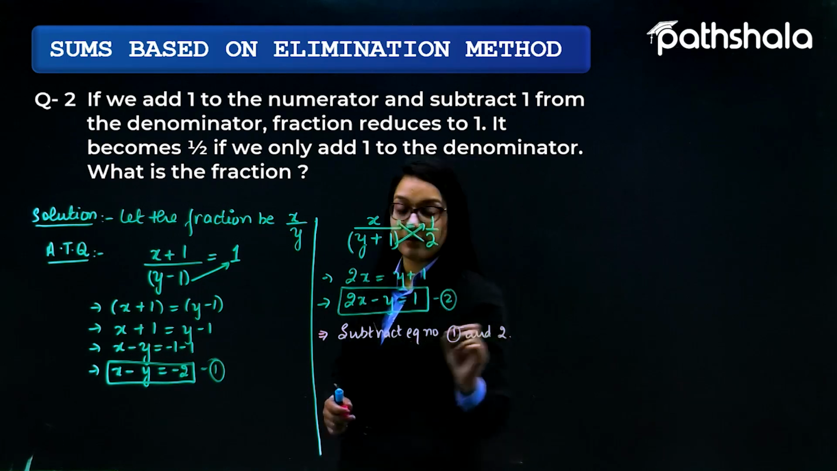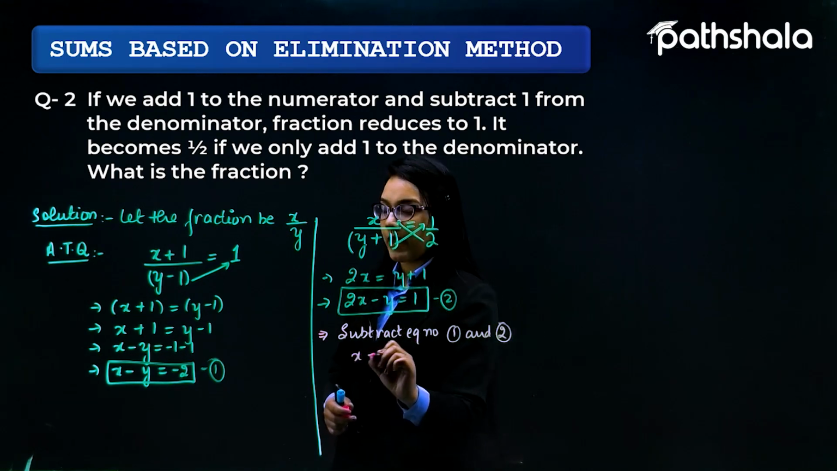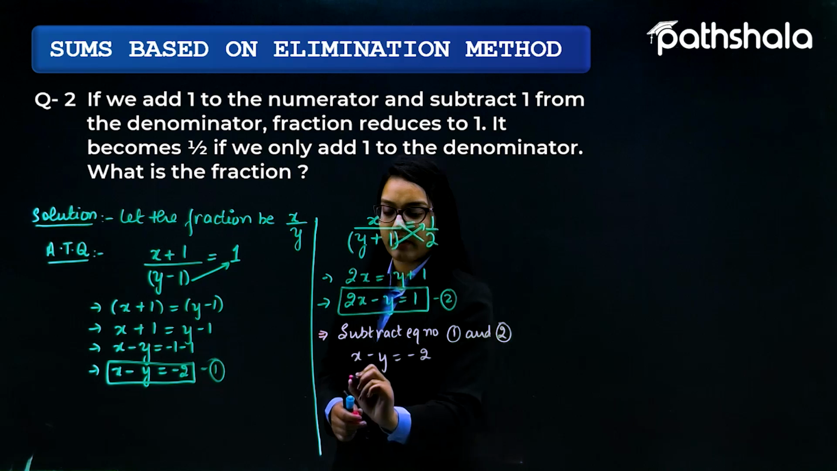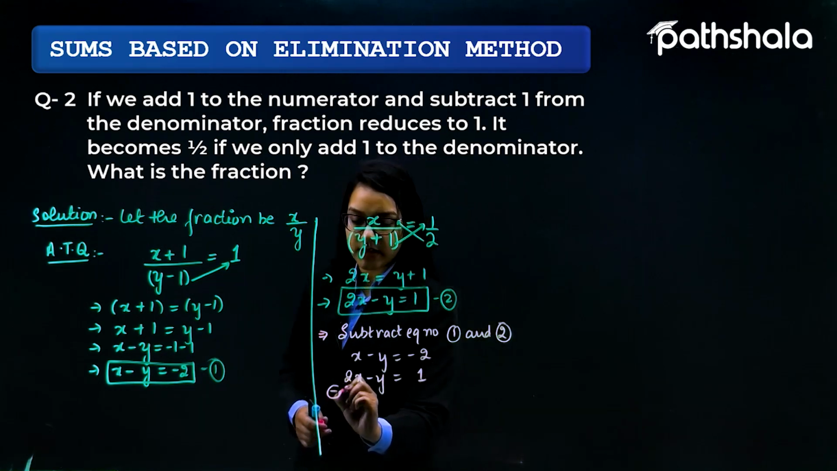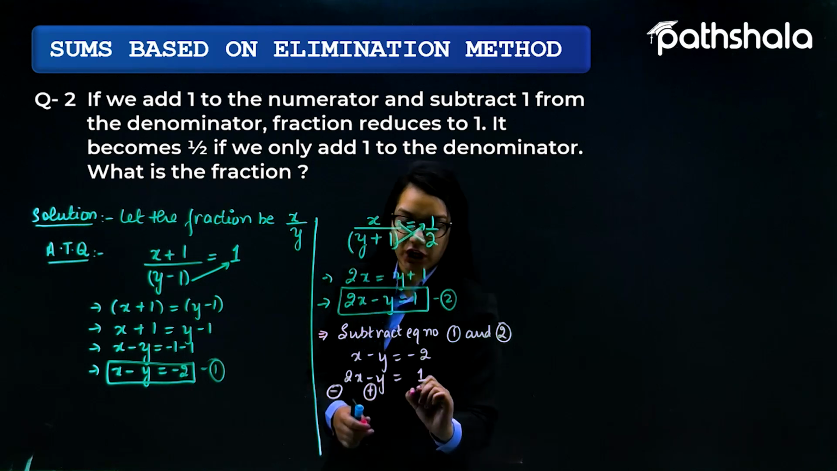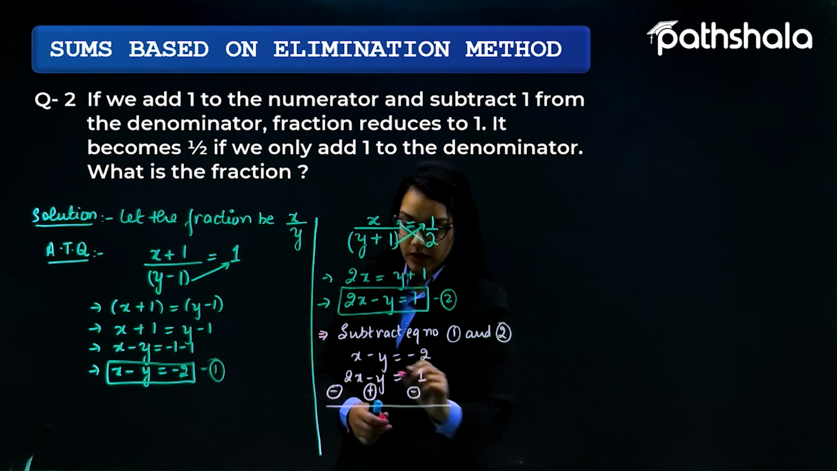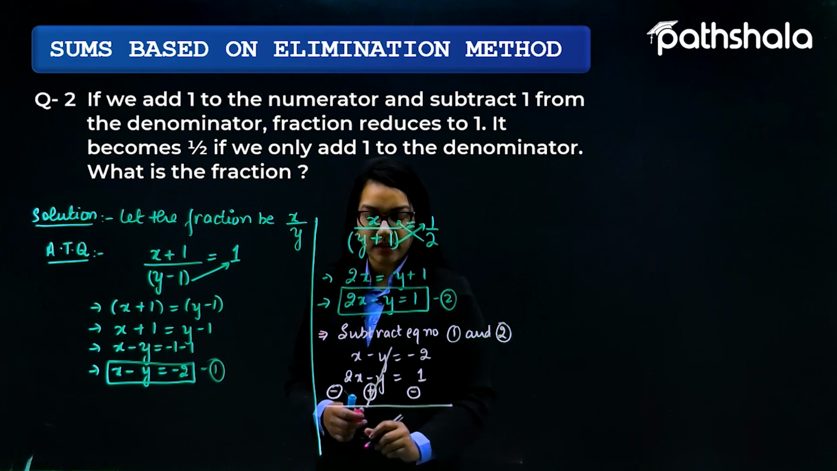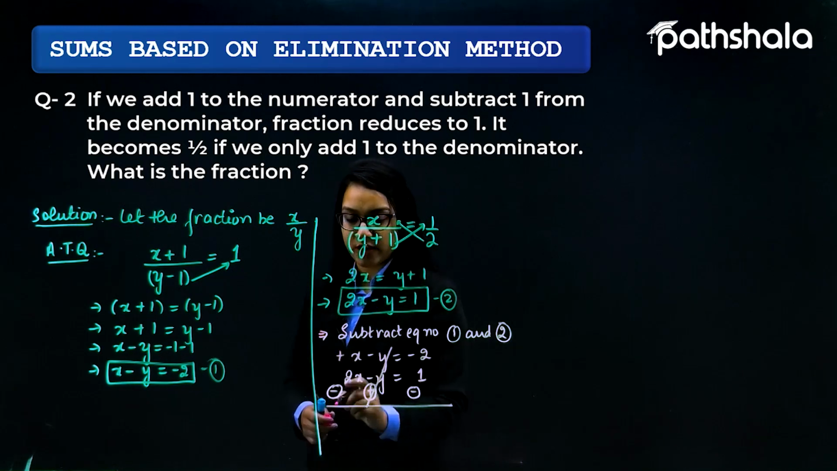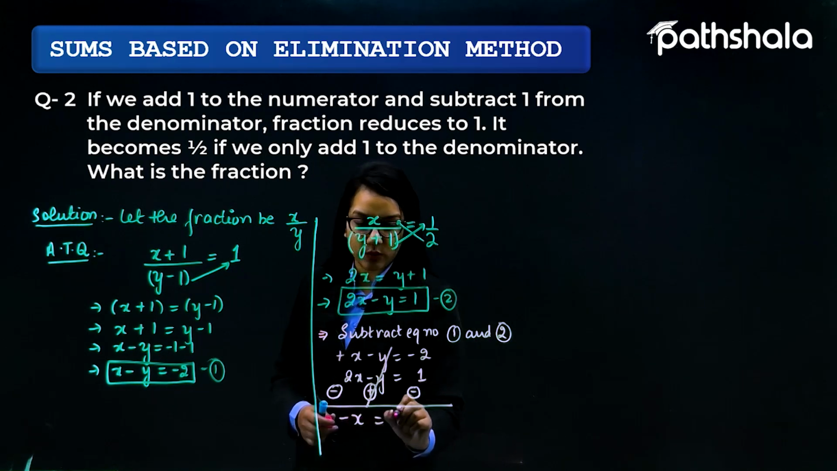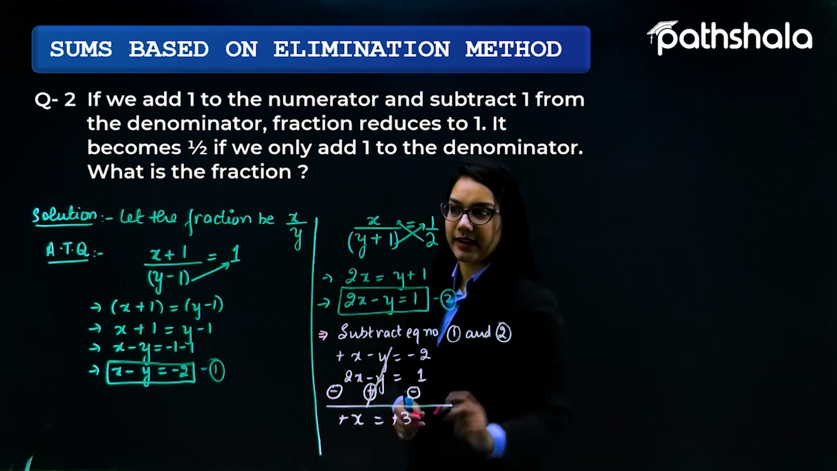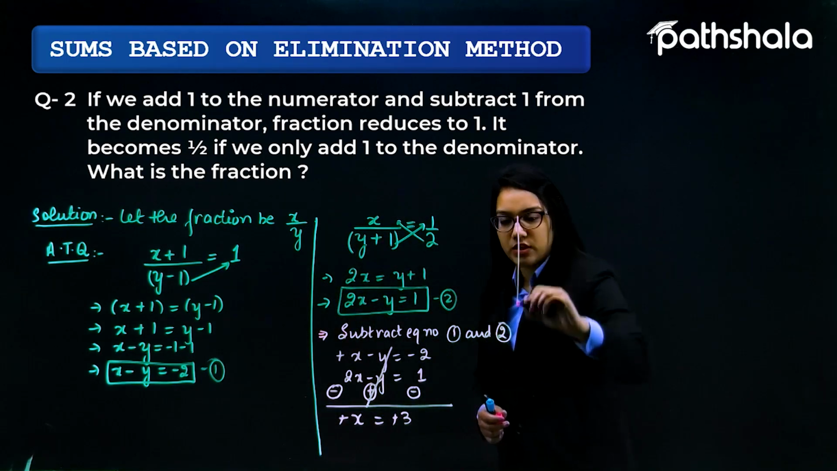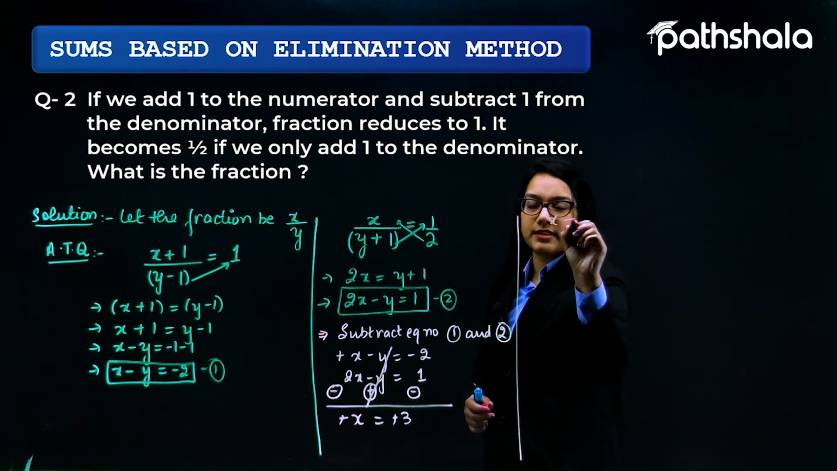So this is x minus y is equal to minus 2, and further we have 2x minus y is equal to 1. Let's subtract. If we are subtracting, then signs will get changed. So minus y plus y, they get cancelled with each other. This is plus x, this is minus 2x, this is minus x, which is equal to minus 3. Negative and negative get cancelled with each other. We are getting x is equal to 3.